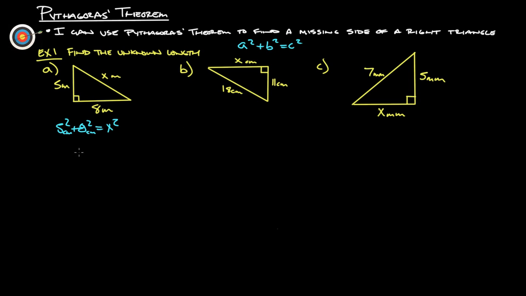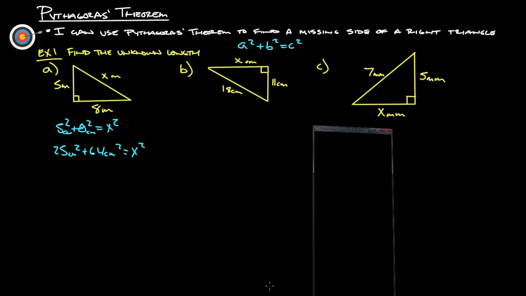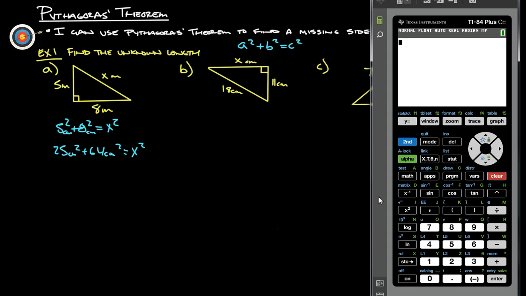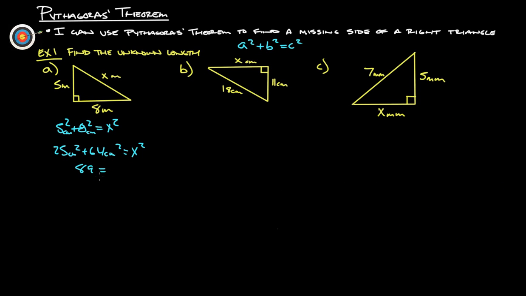Okay, so we know that 5 squared is 25 centimeters squared plus 64 centimeters squared equals x squared. I really should be writing this the right way for you. So what we want to do here is add those together. 25 plus 64 is 89. So we get 89 centimeters squared is equal to x squared.